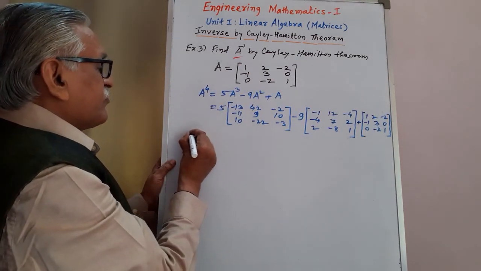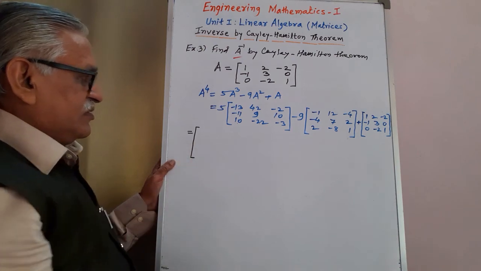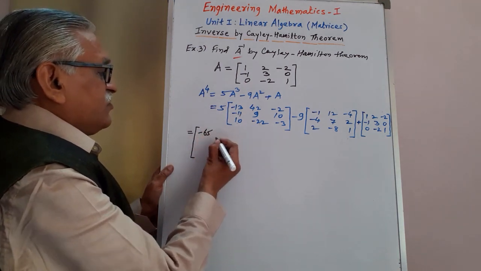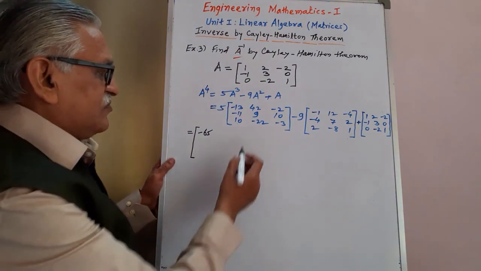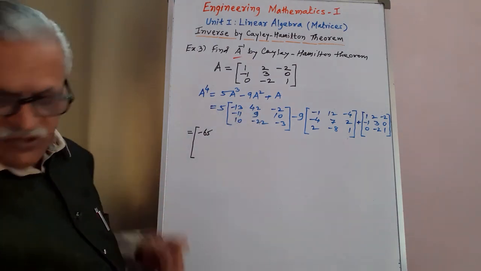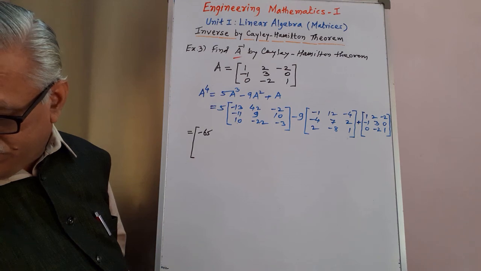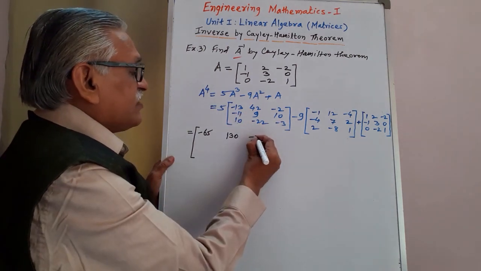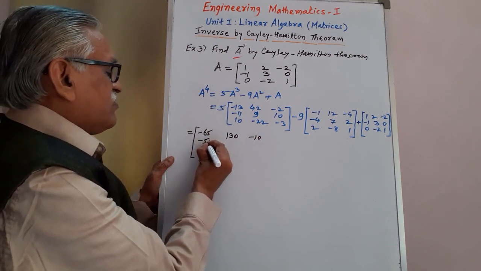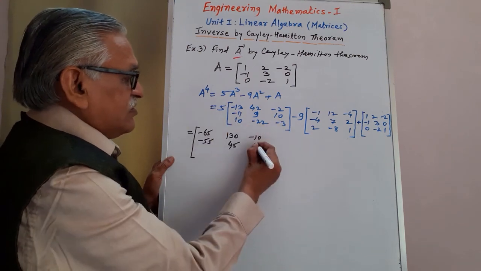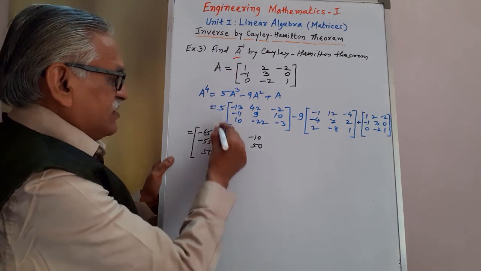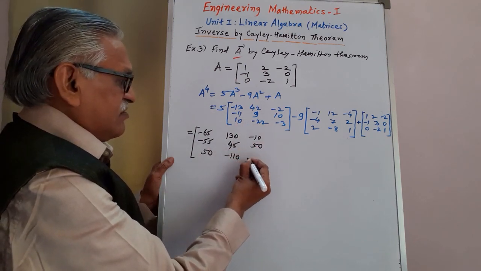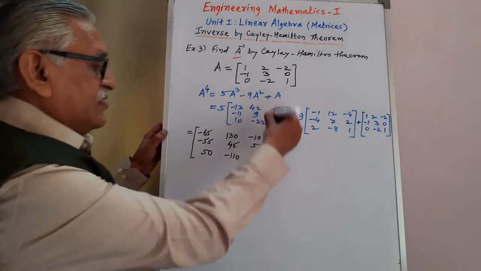And then simplifying it, multiplying by 5: minus 65, 42 into 5 is 210, sorry, 120 plus 10 is 130, and minus 10, minus 55, 45, 50, again 50, minus 10 and minus 15.